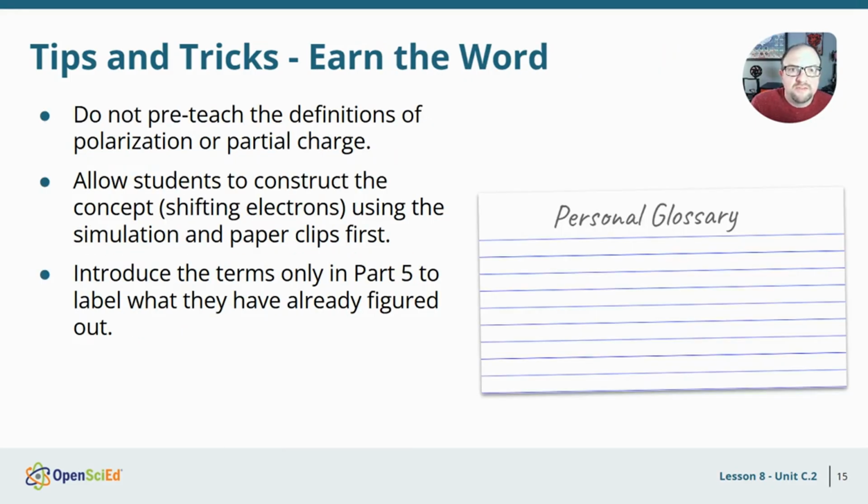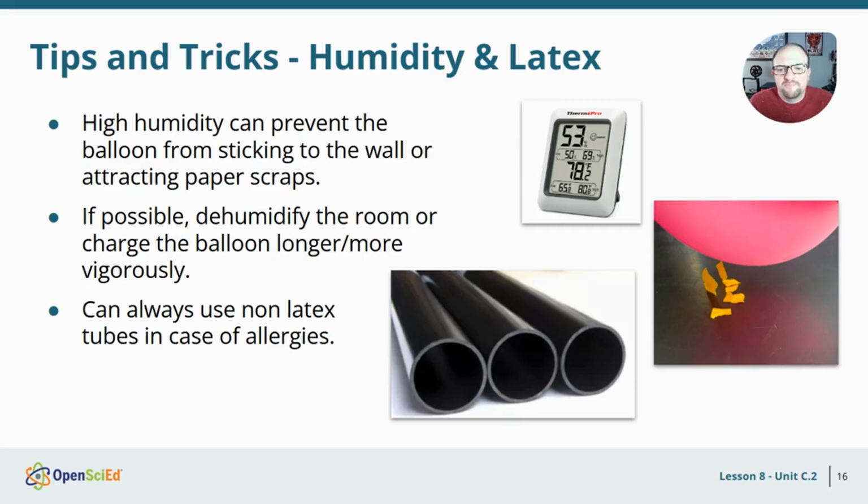It's very tempting to pre-teach the word polarization, but I hold off. I let students struggle with describing the shifting or leaning of electrons using their paper clips first. We want them to construct the concept of the partial charge before we give them that label. Only in part 5, once they have explained the mechanism, do I introduce the scientific terms of polarization and partial charge to name what they have already figured out.